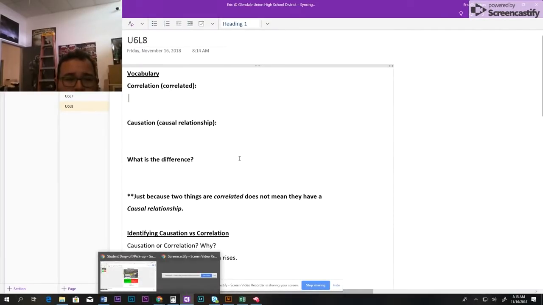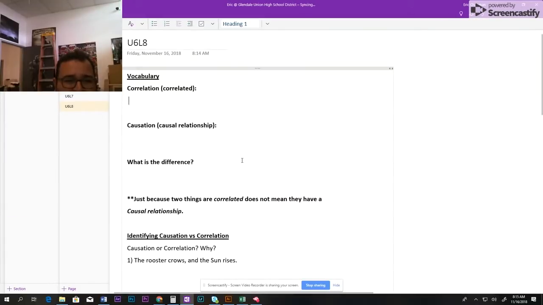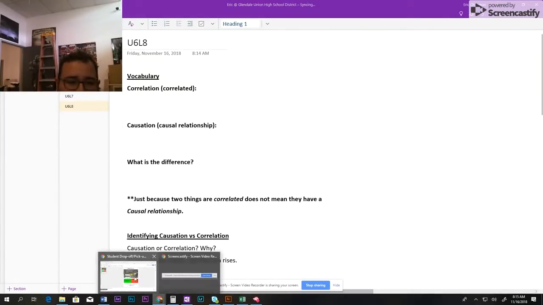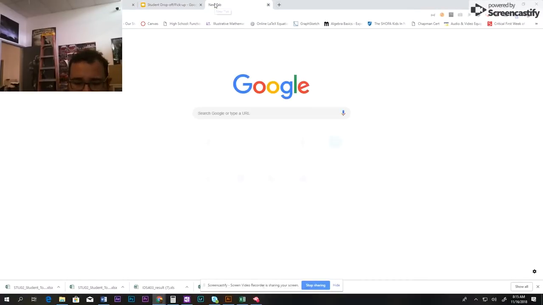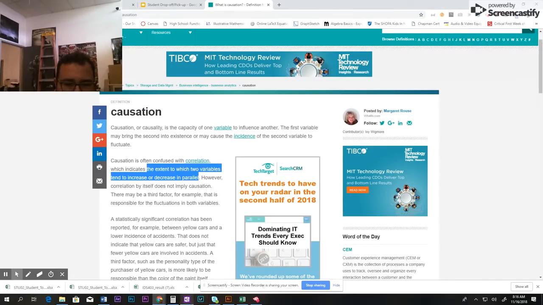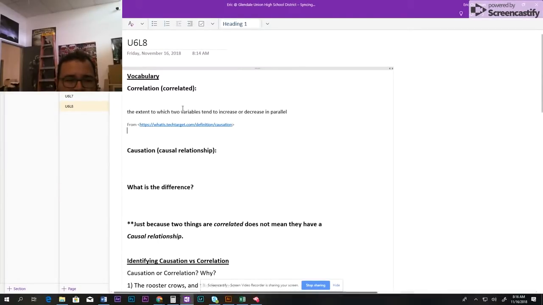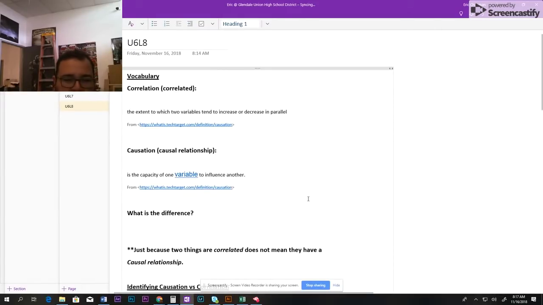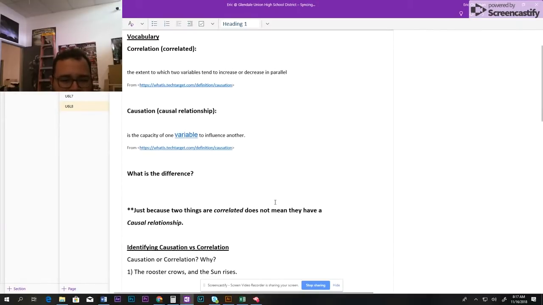So let's talk about today, Unit 6, Lesson 8, which is correlation versus causation. Correlation is the extent to which two variables tend to increase or decrease in parallel. I just want you to remember that just because two things are correlated does not mean they have a causal relationship. Let's talk about causation now. It is the capacity of one variable to influence another. Okay, and what is the difference?